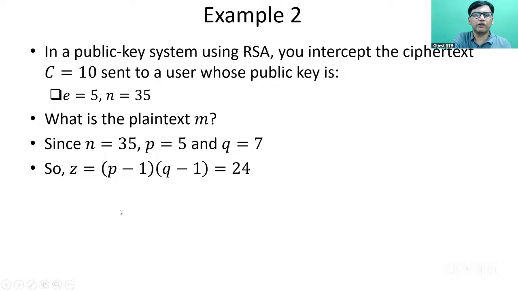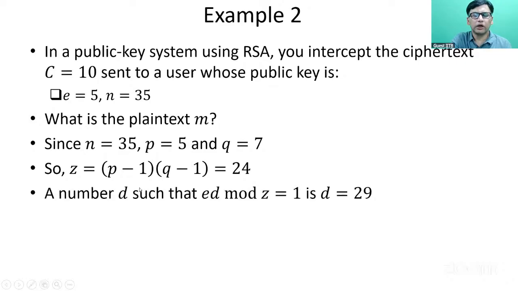So Z, which we discussed during the lecture videos, is defined to be P minus 1 times Q minus 1. And in this case, that is 4 into 6, that is 24. For decryption, we require some number D such that E times D mod Z is equal to 1. For these values of E and Z, namely 5 and 24, such a value of D is 29. It can be checked that 29 times 5 mod 24 is equal to 1.